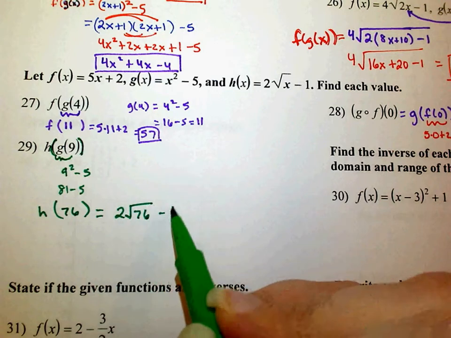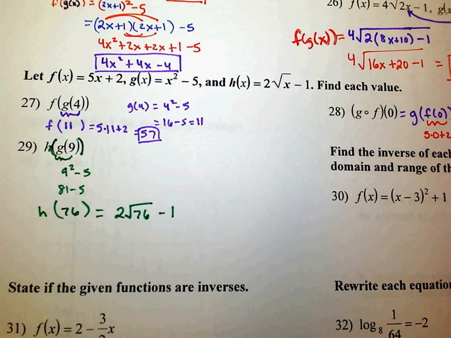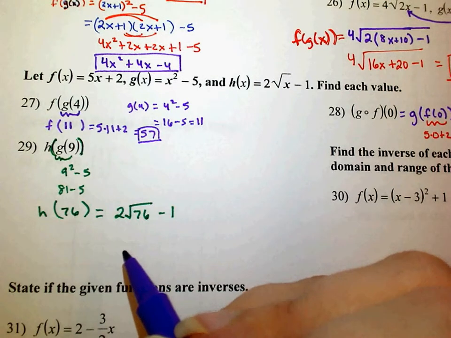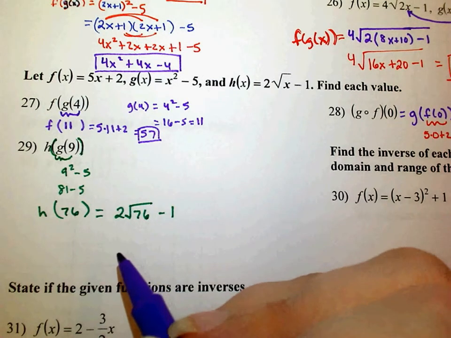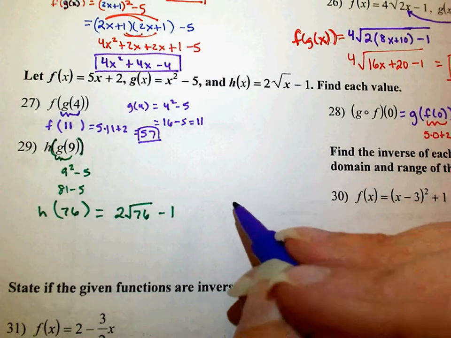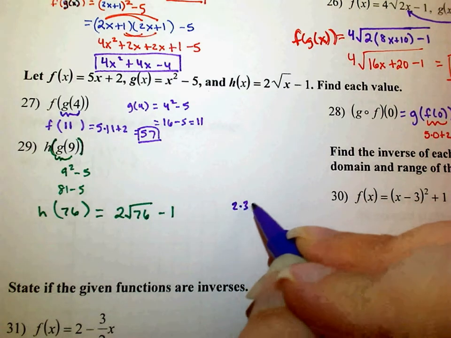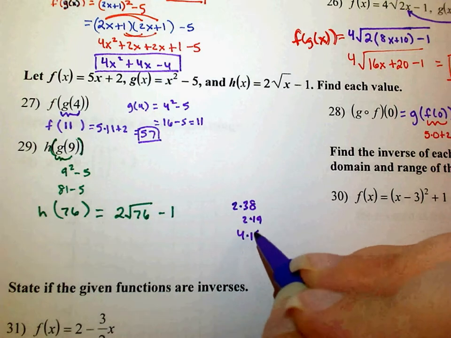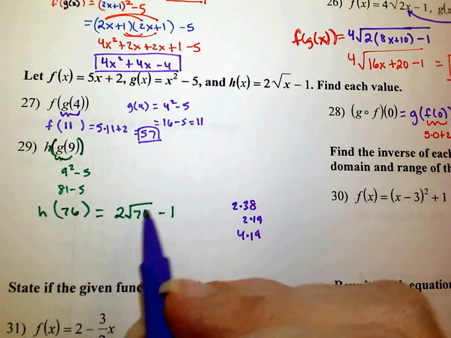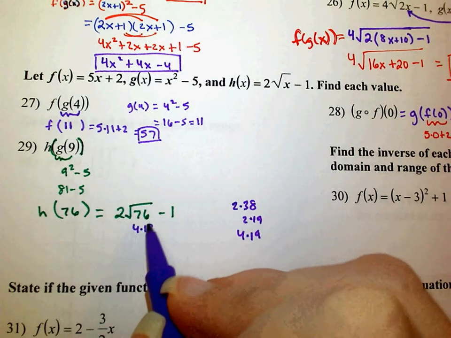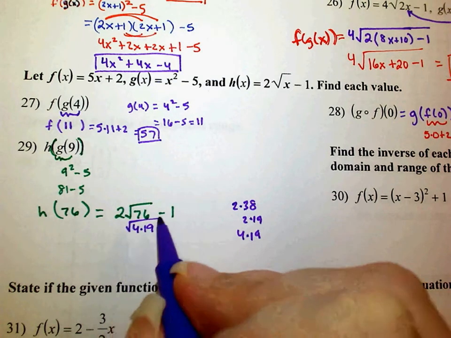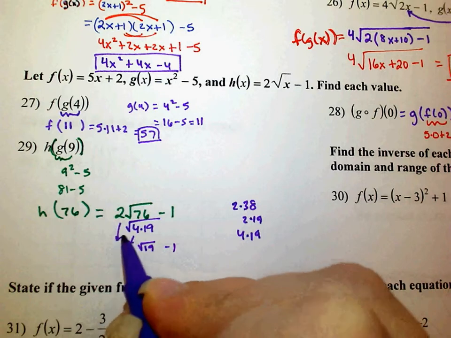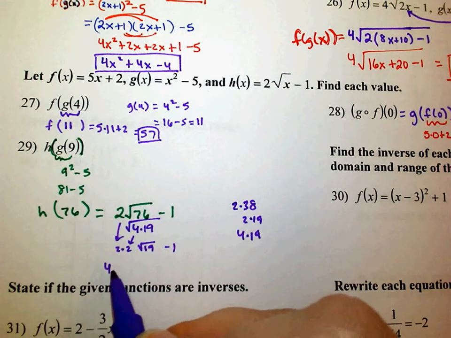76 is, I guess 4 times, let's see. 76 divided by 2 is 38. And that divided by 2 is 19. So it's 4 times 19. The perfect square that goes into 76 is 4. So the square root of 4 is 2. And then I'll leave the square root of 19 in there. But then there's also this 2. So I've got 4 square roots of 19 minus 1. And there's my answer.